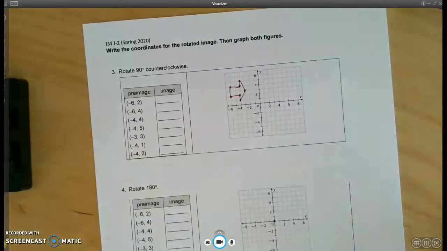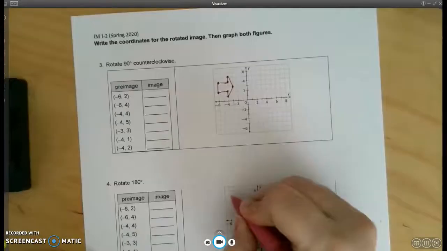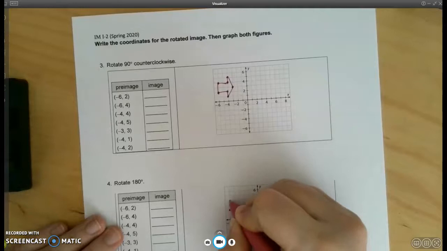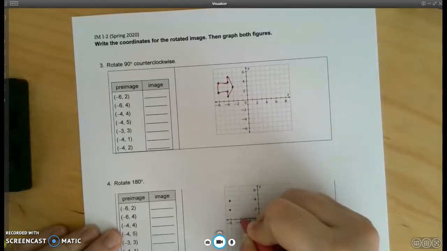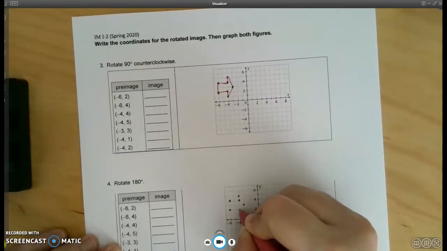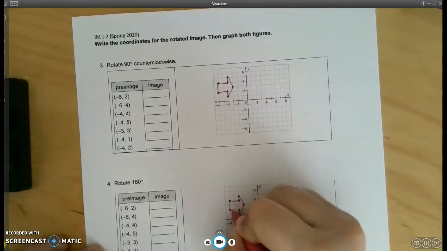So let's see how we are going to translate that. By the way, this one I think is the exact same arrow. Yep. So let me go ahead and get that one set up. (-6, 2), (-6, 4), (-4, 4), and so on. There we go. So both of these cases we're going to be rotating this little arrow guy.